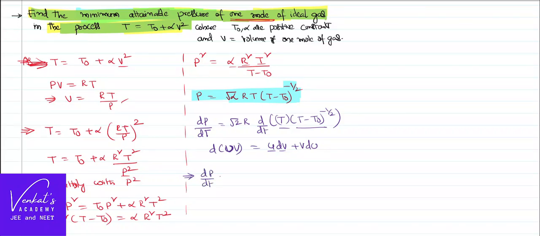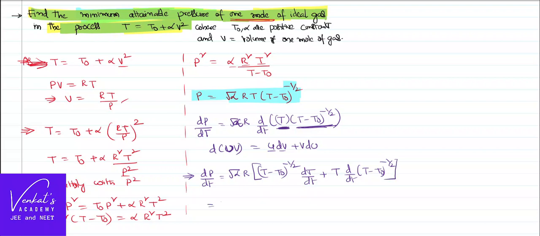dP by dT equal to root alpha R constants. Differentiation of this term, dT by dT, equal to 1, and this term has to remain as it is. So what is that term then? T minus T naught of whole power minus half. You are keeping this term constant and you are differentiating dT by dT. That is the first term. Next, you keep this term T constant and differentiate d by dT of (T minus T naught) whole power of minus half. This we have to simplify.